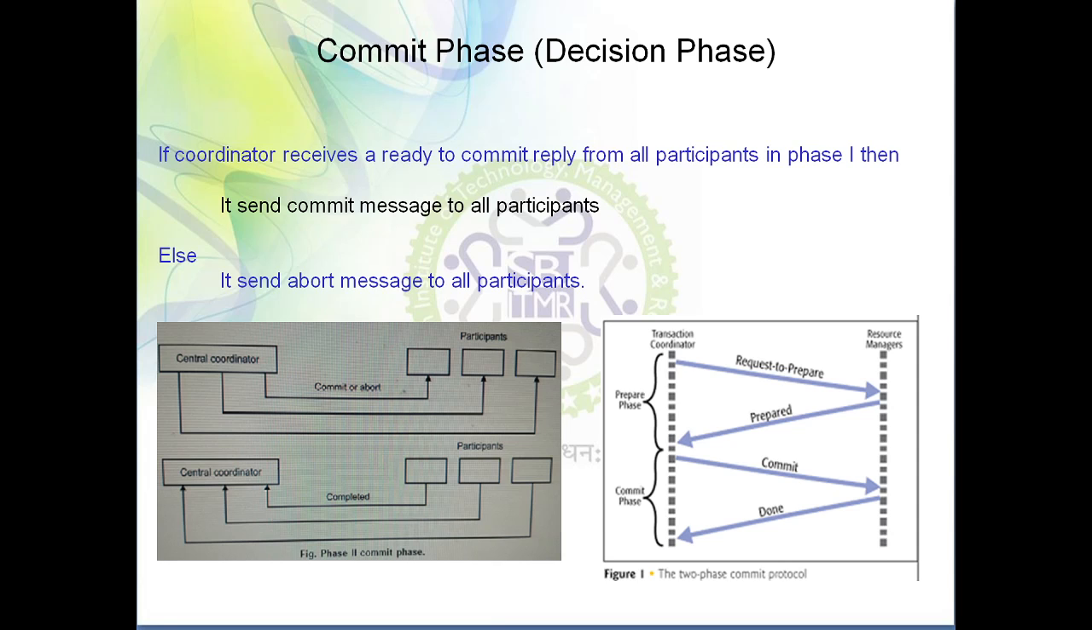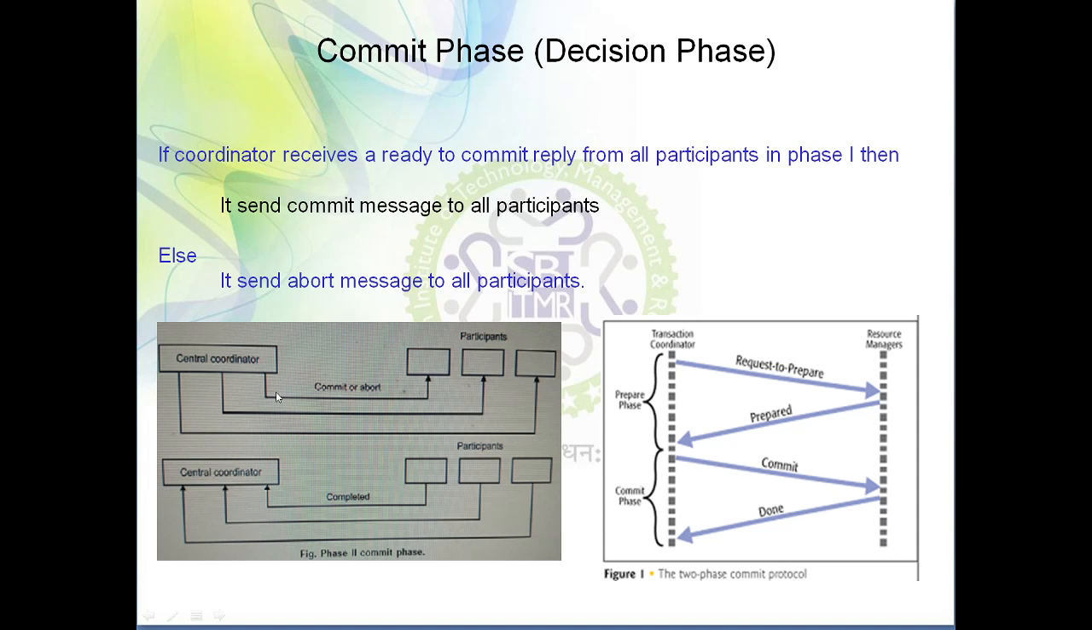If all the participants are saying that they are ready for commit, then and only then the coordinator will say yes, we are going to commit. If any participant is saying that I am not ready to commit, then the complete transaction fails, and the coordinator will take a decision to abort the transaction. This is given in the decision phase. If the coordinator receives a ready to commit reply from all participants in phase 1, then it sends a commit message; else it sends an abort message to all participants.